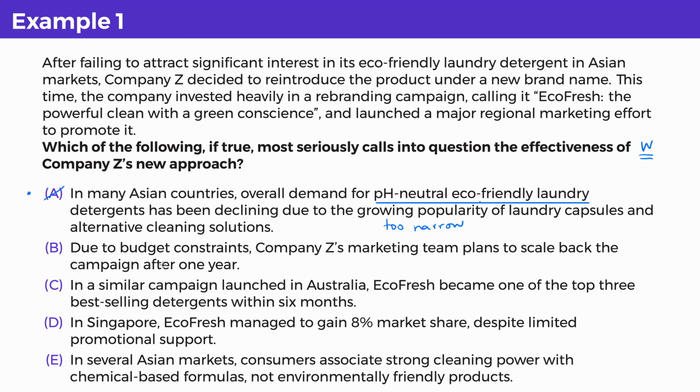Now, answer choice B. Due to budget constraints, Company Z's marketing team plans to scale back the campaign after 1 year. Even if the company scaled back the strategy or the budget after 1 year, that doesn't mean that it's not going to work in the first year. So this one doesn't weaken the approach. Now, answer choice C. In a similar campaign launched in Australia, EcoFresh became one of the top 3 best-selling detergents within 6 months. This option does exactly the opposite of what we want. We want to weaken the effectiveness of Company Z's new approach, and this one could strengthen that effectiveness.